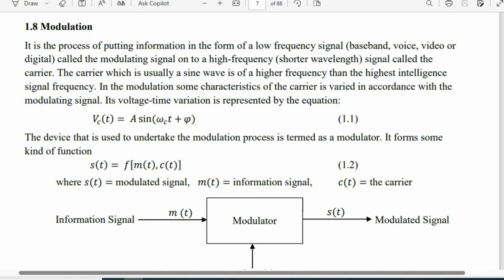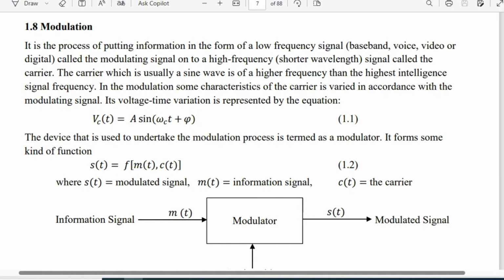So the carrier signal's voltage time variation is given by the equation Vc of t is equal to A sin(omega c t plus phi). Here A is the amplitude, omega c is the angular frequency of the carrier, and phi is the phase.